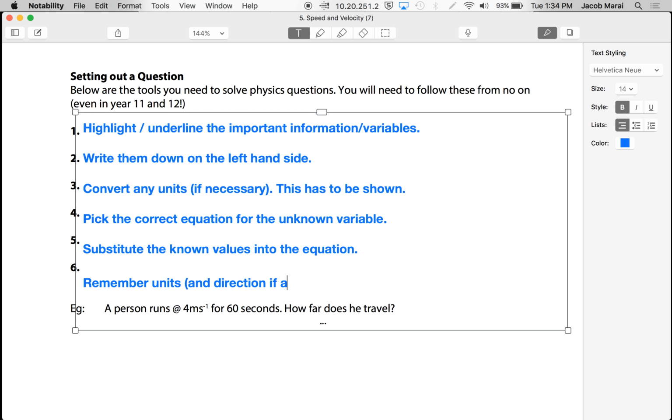Lastly, you are going to remember units and direction if a vector. So, if you have a vector value, you have to remember the direction. Velocity might be west. Displacement might be east, if that is what you are solving for. Okay?